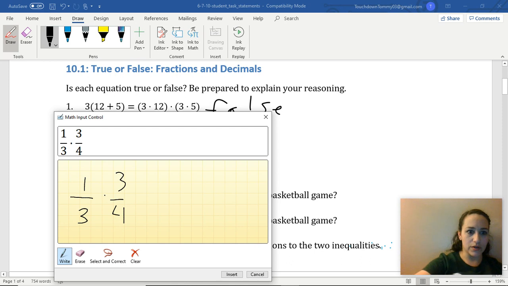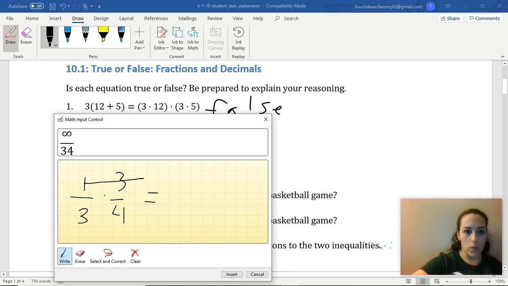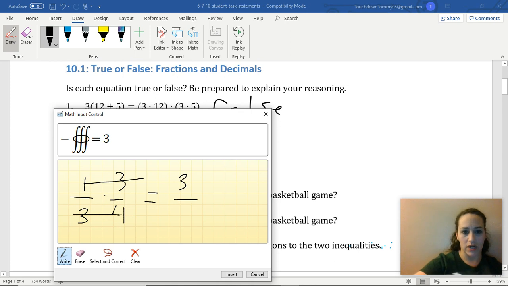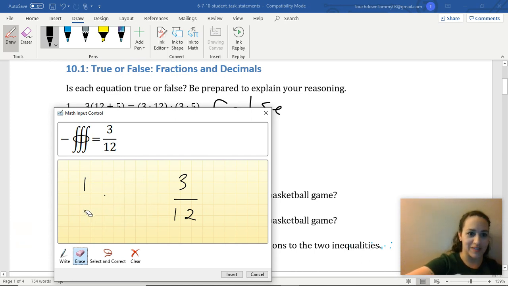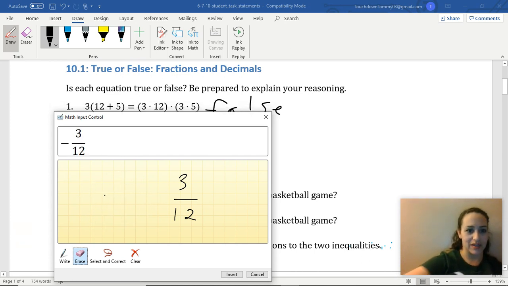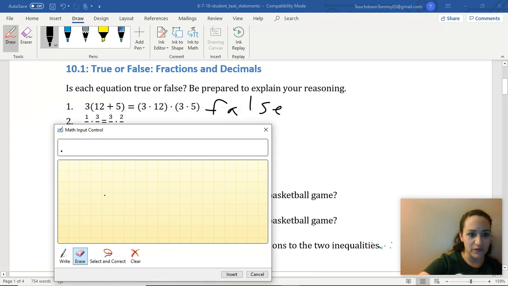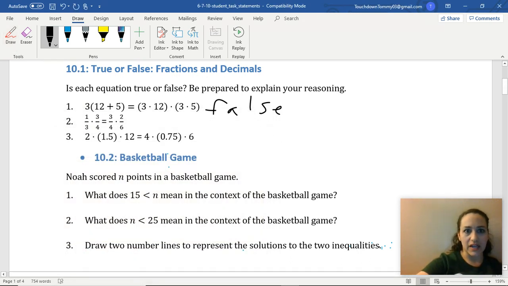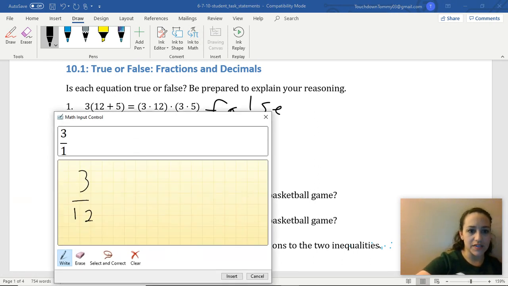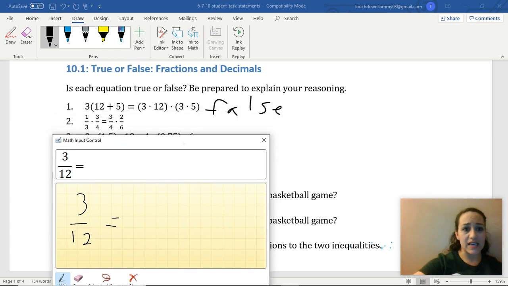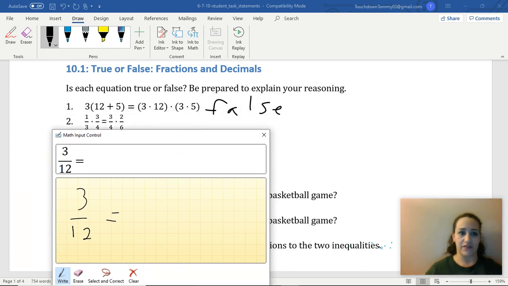I just need to see what that original problem was. 3/4. So straight across the tops, 1 times 3 is 3. Straight across the bottoms, 3 times 4 is 12. So if I go straight across the tops and bottoms, I get 3/12. Don't mind what my goofy symbols turned into there. Apparently that's a math symbol of some kind. So 3/12 is what the left side of that equation is going to be. 3/12. And we need to see, is that equal to the right side of this equation?